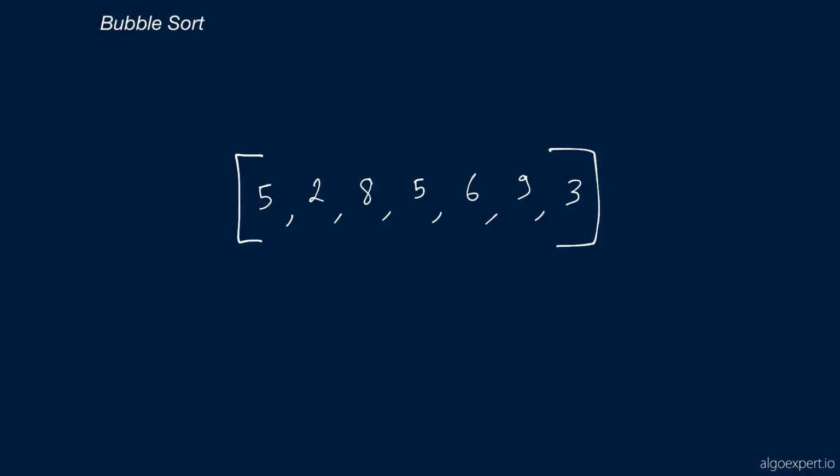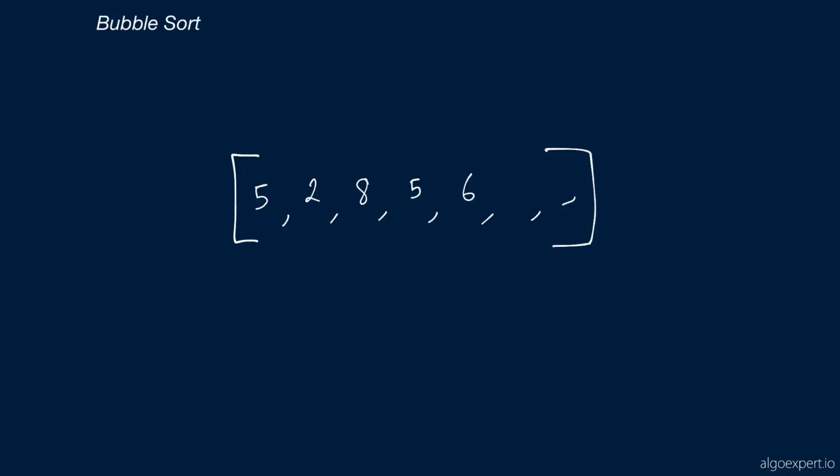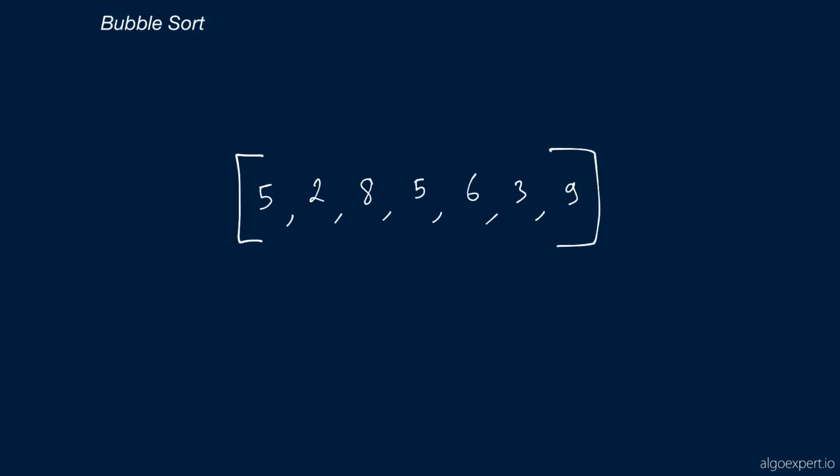6 and 9. And lastly, we compare 9 to 3. They're not in the correct order, so we swap them. 3 and 9. Now, one thing that's important to note here is that what we've effectively done in this first iteration is we've said the last number here is in the final correct order.